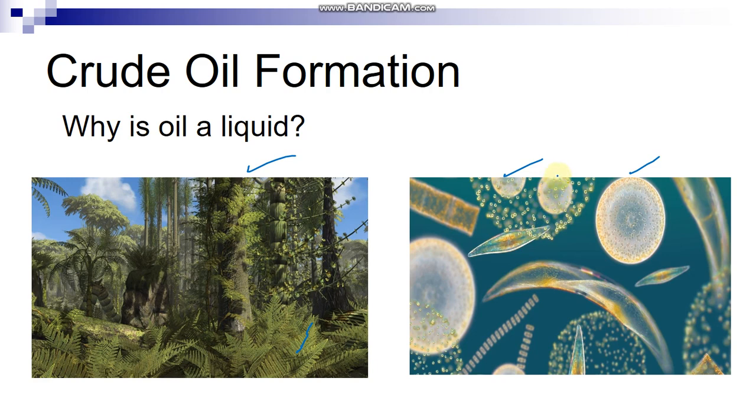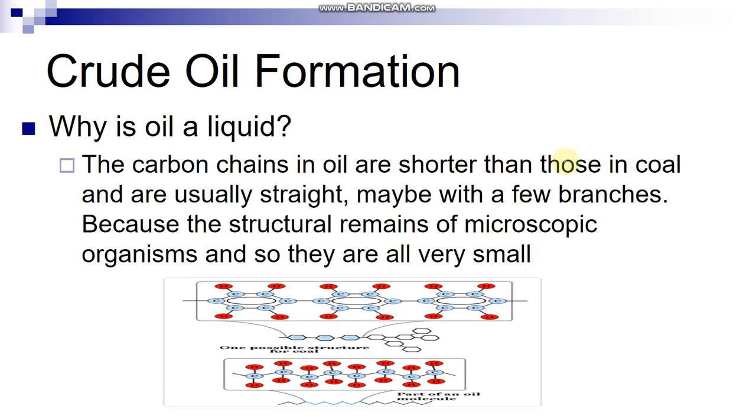And the reason why it moves to a liquid is because these things have very small carbon chains, very few bonds to break. And if they have very few bonds to break, that means it requires less energy to break that from a solid to a liquid. So it's easier to turn to a liquid compared to coal, because coal comes from large terrestrial plants and oil comes from most likely the very, very small aquatic organisms that are made up of really short carbon chains.